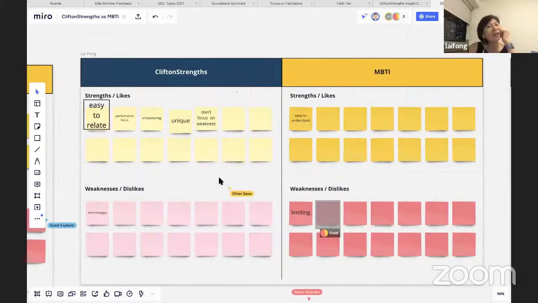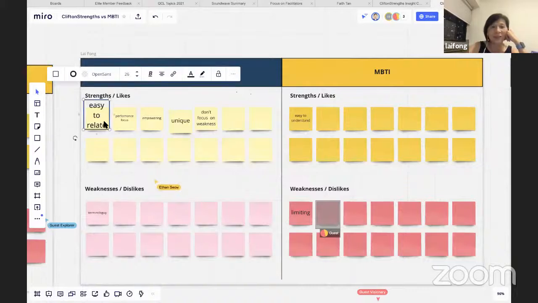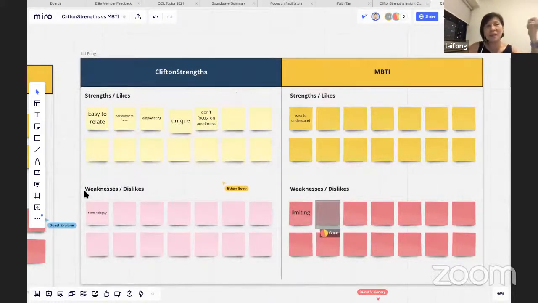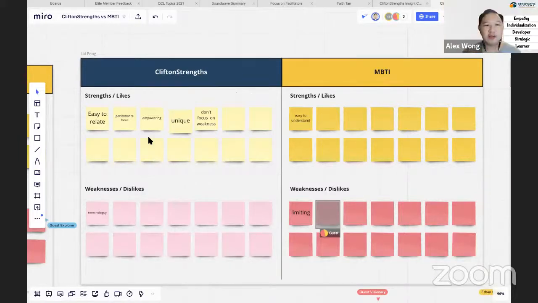Okay. I find that StrengthsFinder is so much easier for people to relate to. When you talk about their strengths, it's almost like something they just know naturally. And I like that it talks about how it is performance focused, so how you can tap on your strength and excel in whatever you do. And the other thing is empowering.